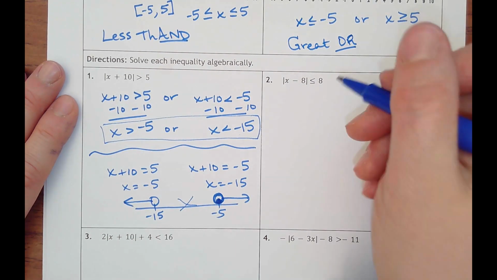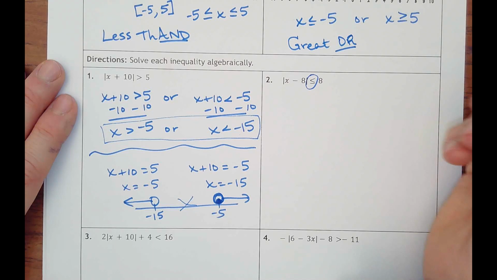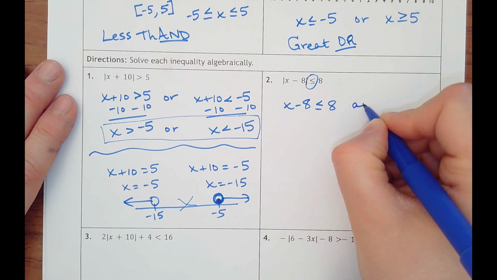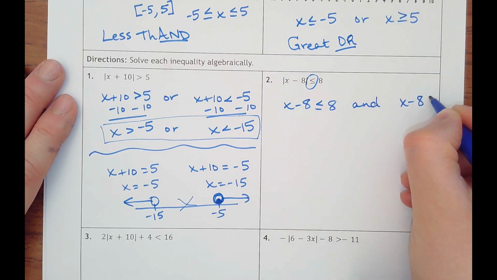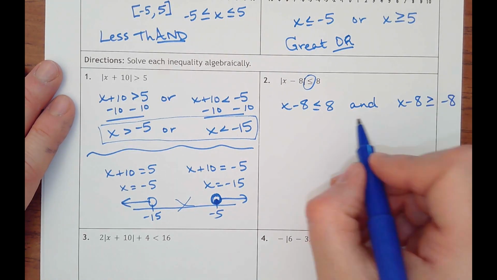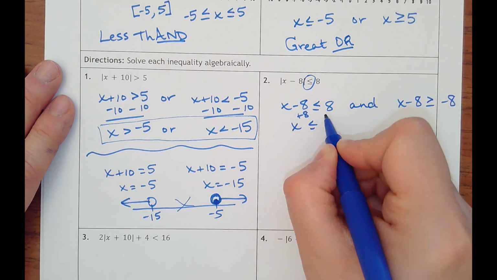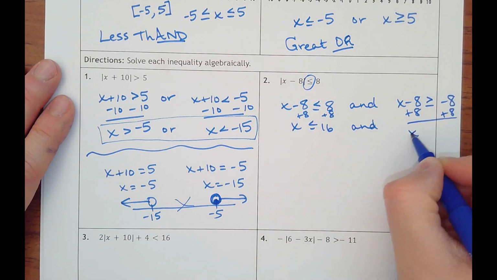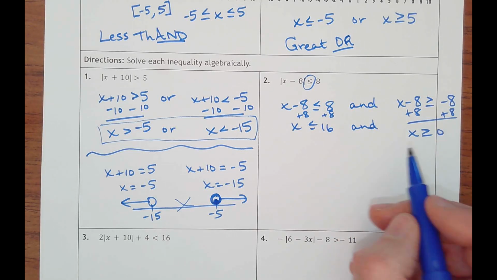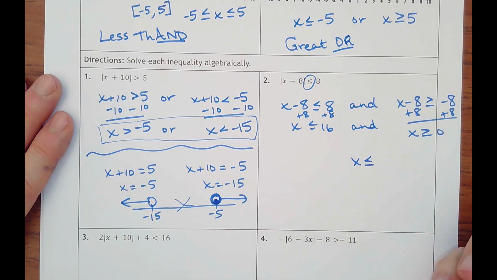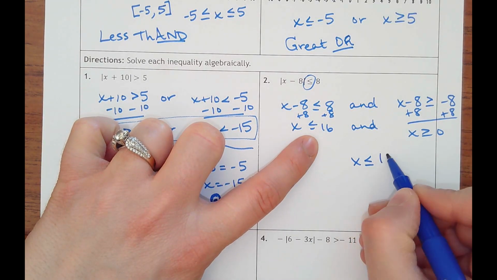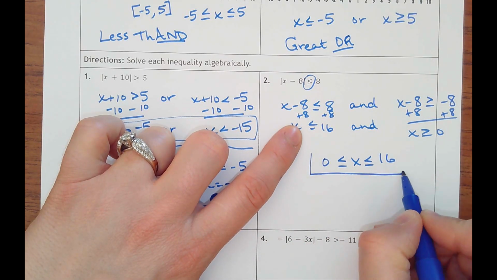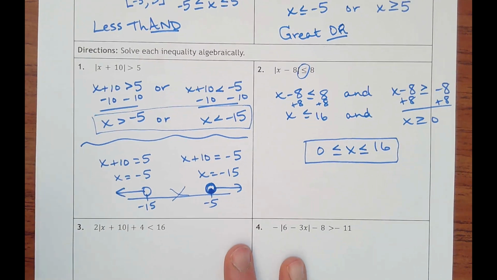All right, number 2. It's a less than or equal to, so I already know this is an and. But I would have x minus 8 less than or equal to 8, and x minus 8, flip the symbol, change the 8 into a negative 8. Solve those. I'm adding 8, so it'd be 16. Adding 8, so that would be 0. I would put this with x's in the middle. What does x have to be smaller than? The 16. And then I'd say x is greater than or equal to what? 0. So x is a number between 0 and 16.